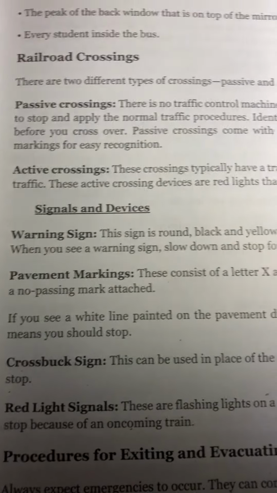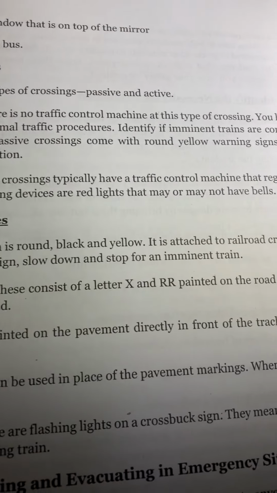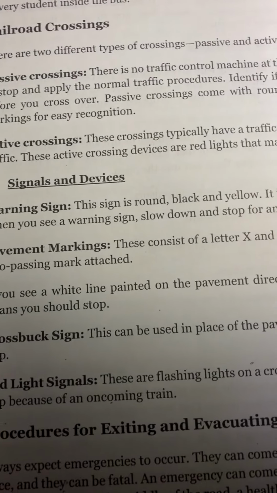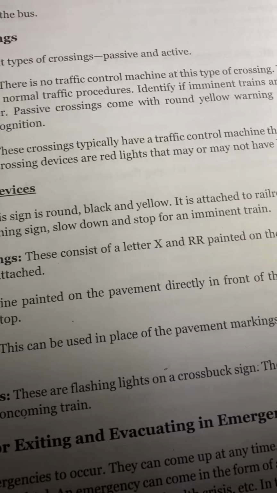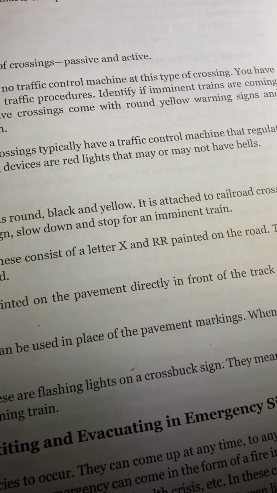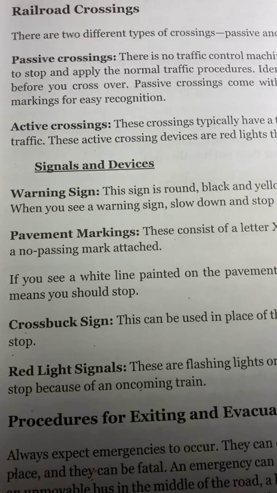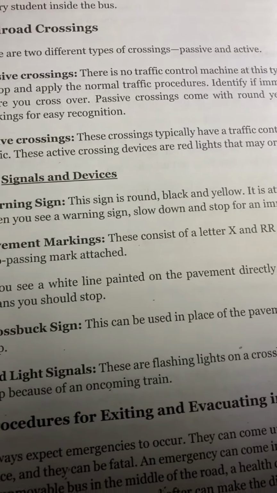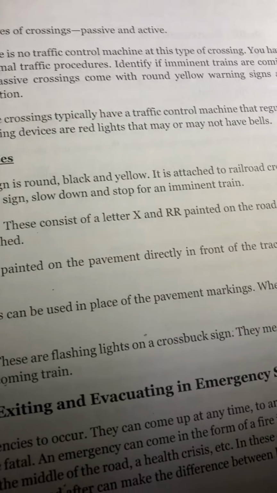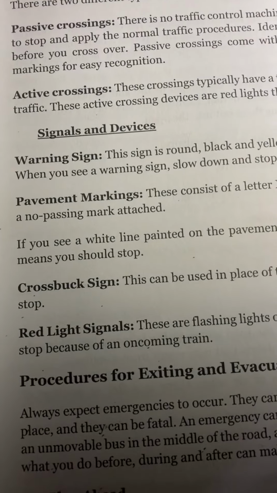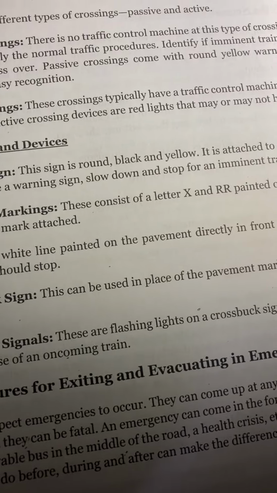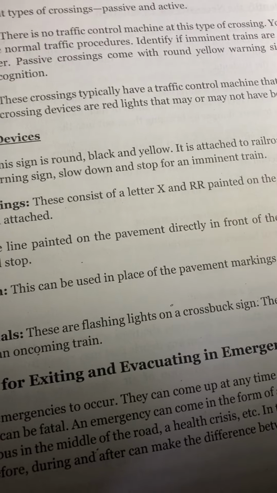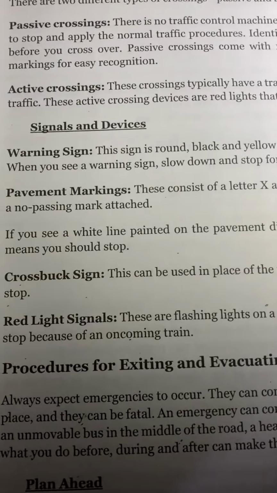Active crossings. These crossings typically have a traffic control machine that regulates traffic. These active crossing devices are red lights that may or may not have bells. Signals and devices. Warning sign. This sign is round, black, and yellow. It is attached to railroad crossings where you see a warning sign. Slow down and stop for an imminent train.